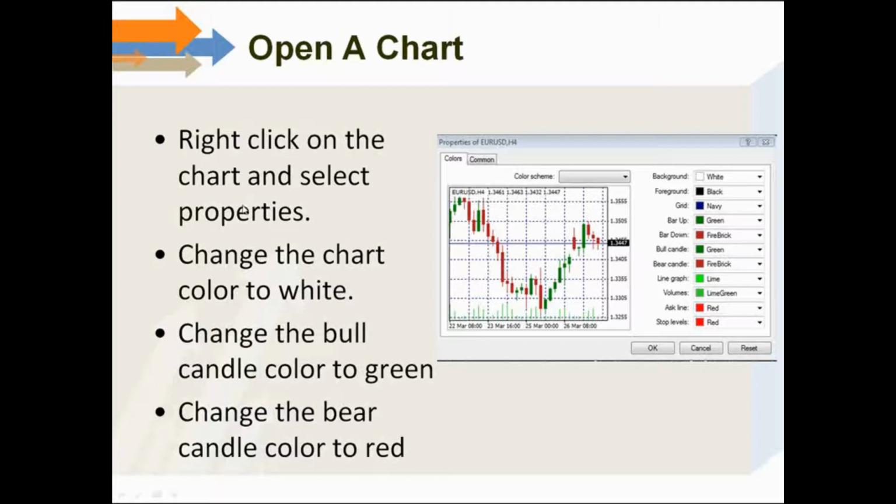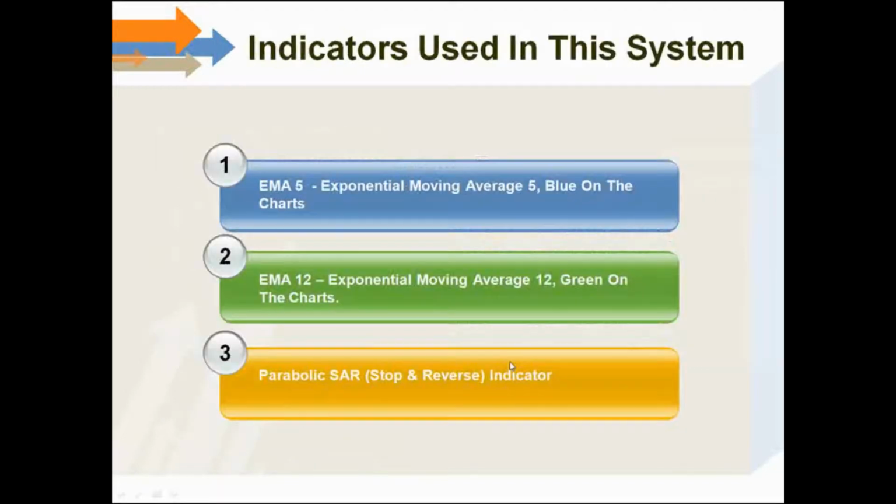Open up a chart in MetaTrader, right-click on the chart and select Properties, and then change the background of the window to white, change the bull candles to green, and change the bear candles to a red color, and that will ensure that it looks close to the same as our charts and make it easier for you to follow along. And then once you've done that, we're going to add some indicators into the charts themselves.